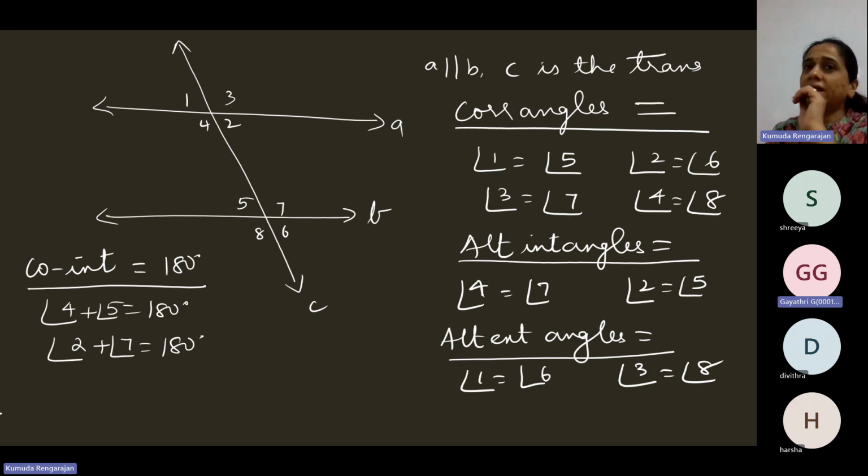Angle 4 and 2 will give 180, right? Yes, 4 plus 2 is equal to 180, but they're not co-interior angles. They form a linear pair. 2 plus 4 is 180, but we are identifying co-interior angles, not linear pairs. Correct?